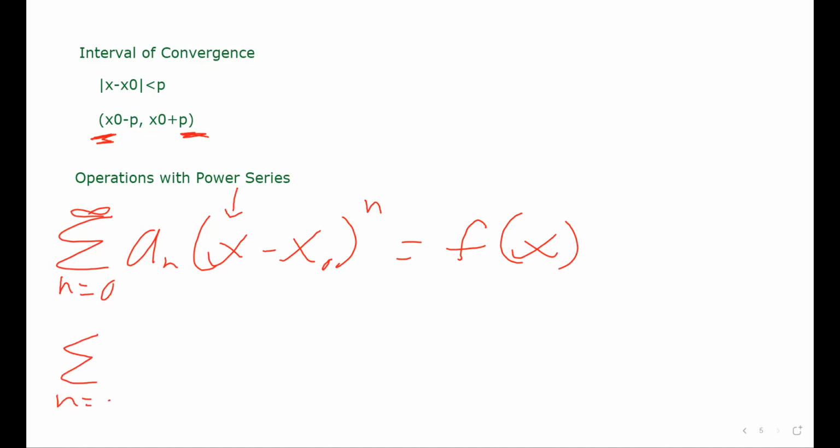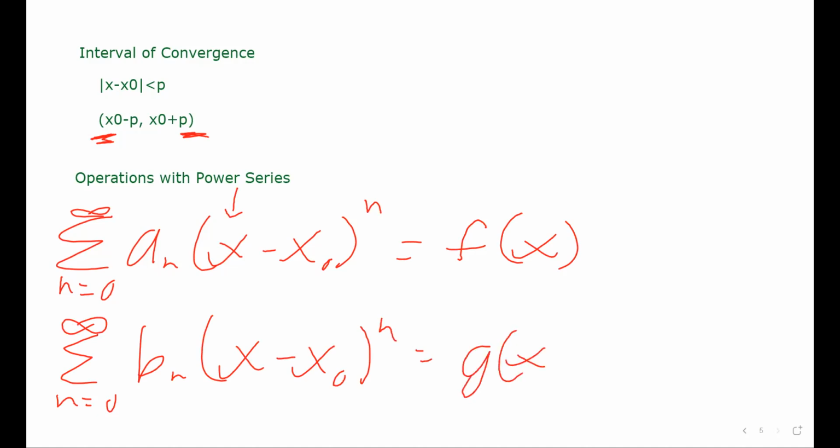And we're going to do the same thing with b sub n, and we'll say that equals some function g of x. And they will both converge for some rho, which is going to be our radius of convergence. So we're going to have the same one, just to make life a little bit easier with setting all this up and combining them.